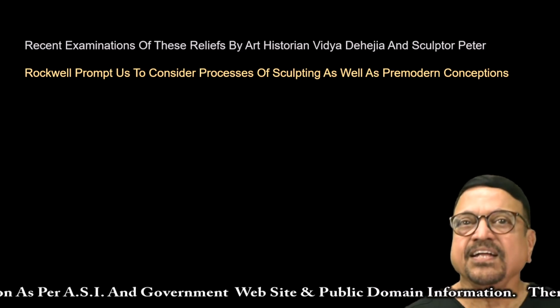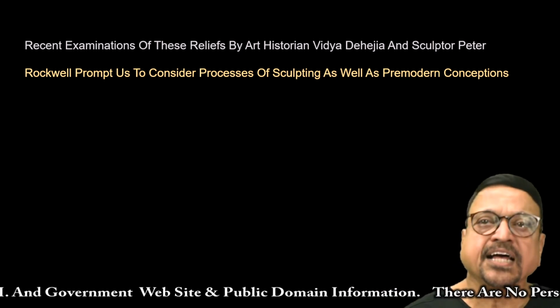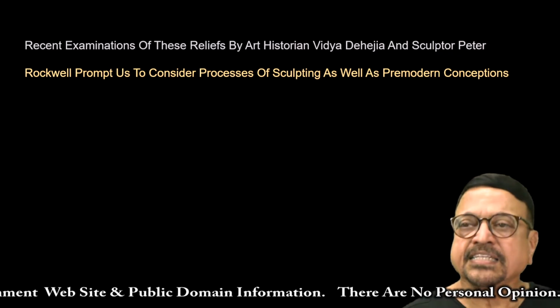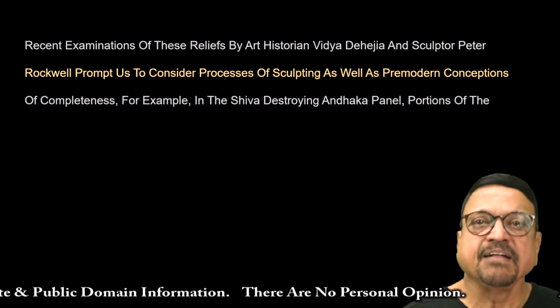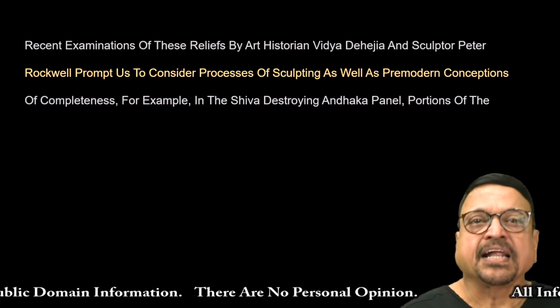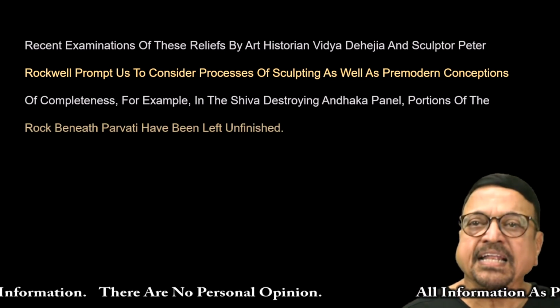The recent examination of these reliefs by art historians, now there are different historians who have visited it, and what they said is that the sculpture, as Peter Rockwell prompts us, to consider the process of sculpting as well as pre-modern conceptions of completeness. For example, in the Shiva destroying Andhaka panel, the portion of the rock beneath Parvati has been left unfinished.